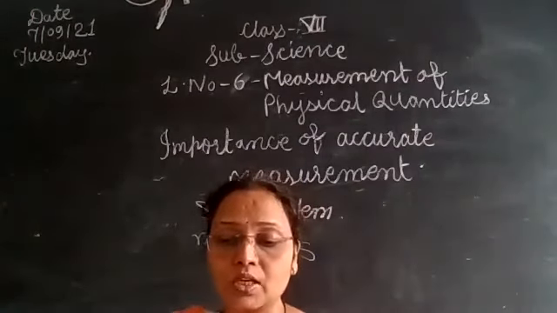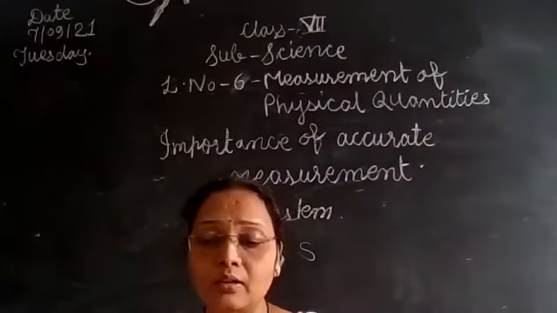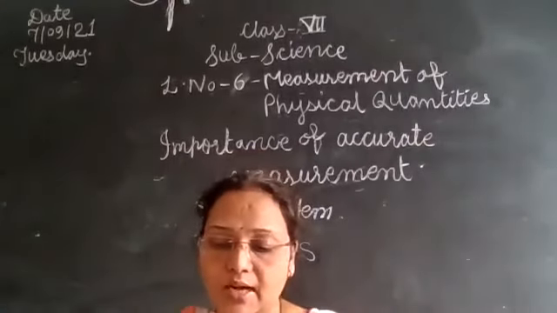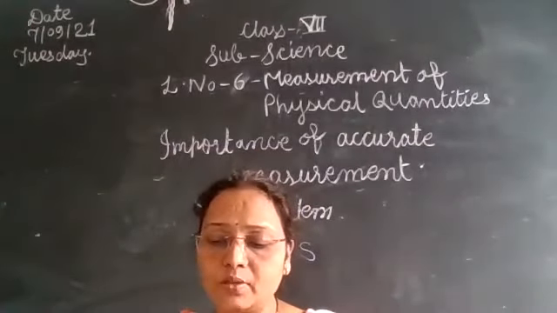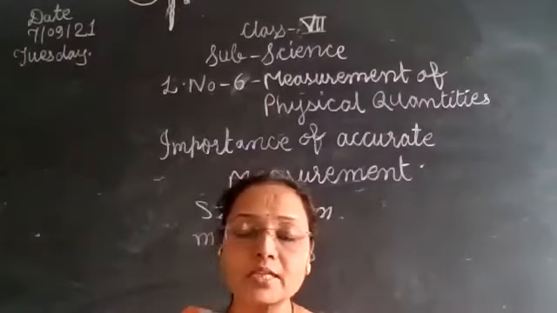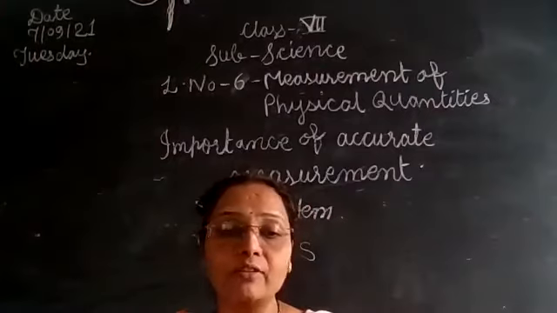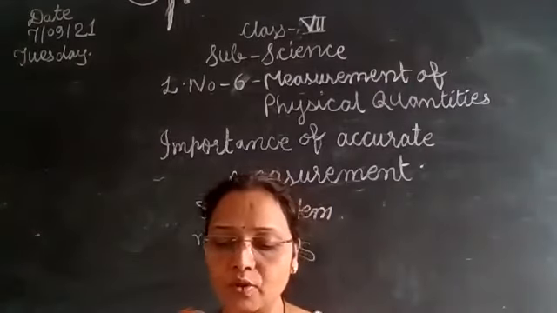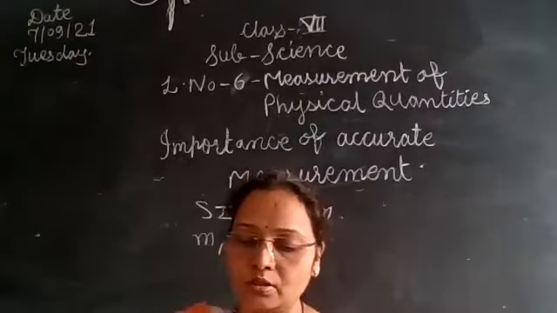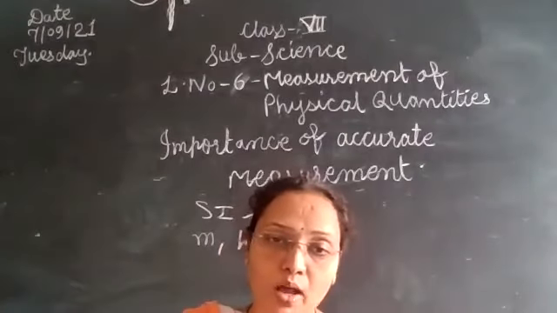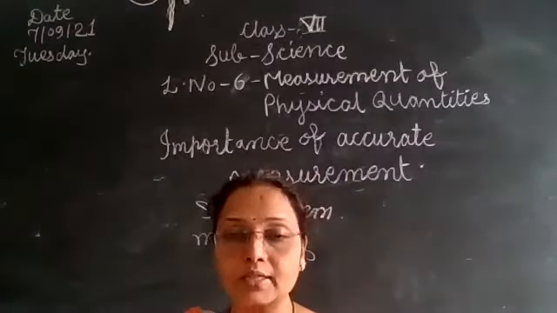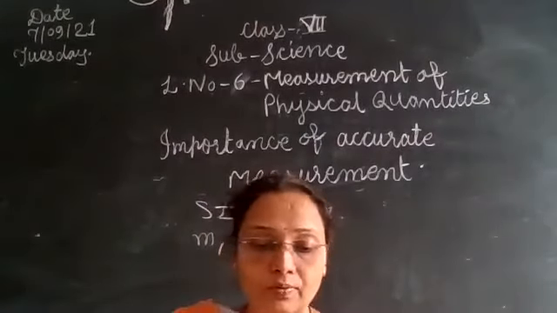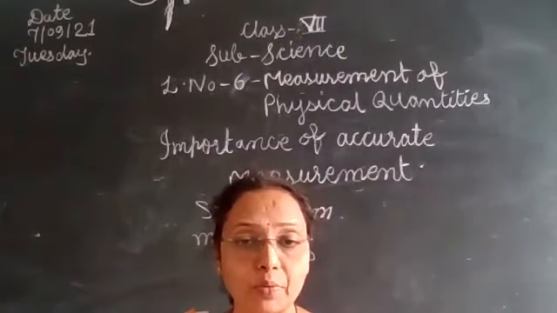Okay children, so now we learn the fundamental quantities, then the international system of units, that is the metric system, based on 7 fundamental units, called the Système International, the SI unit. The SI unit of length is meter, denoted by small m, mass is kilogram, kg, and time is second, s. So this we learn.